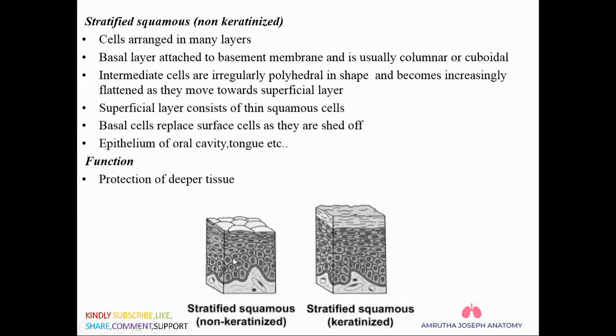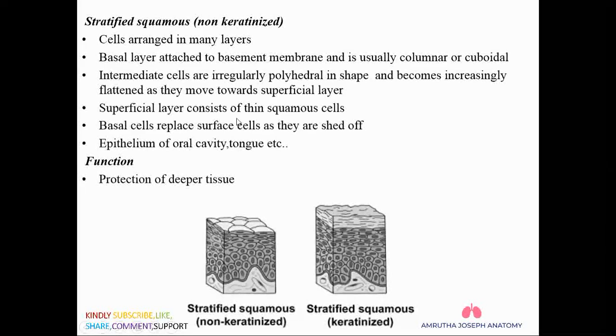Now the cells are moving to the top. The intermediate cells are irregularly polyhedral in shape. As they move, they are going to become flattened. As you can see here, initially it is round. Then as they go to the top layer, flat cells can be seen. So it is a slow change that happens from base to top. Initially it is columnar or cuboidal, then polyhedral, then round, then flat. But whatever it is, the top layer should be flat. Then we can call it stratified squamous.